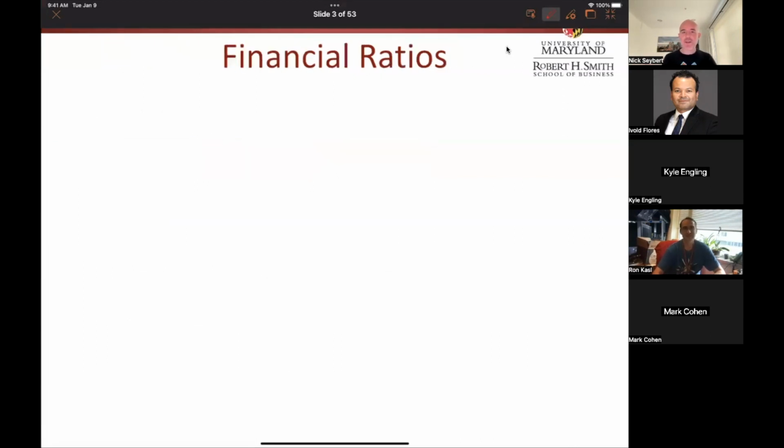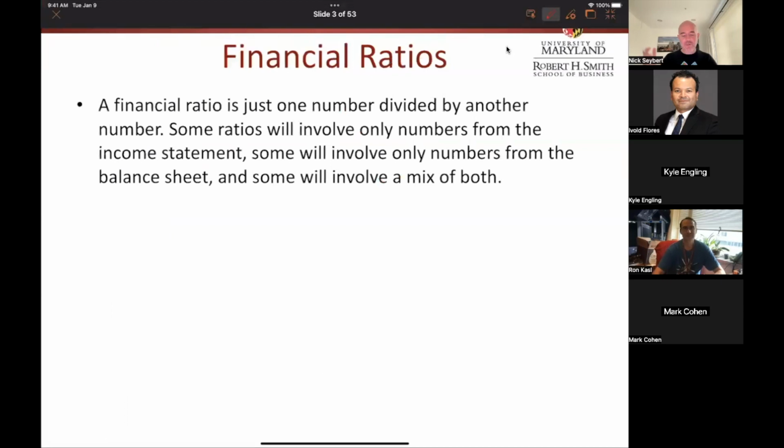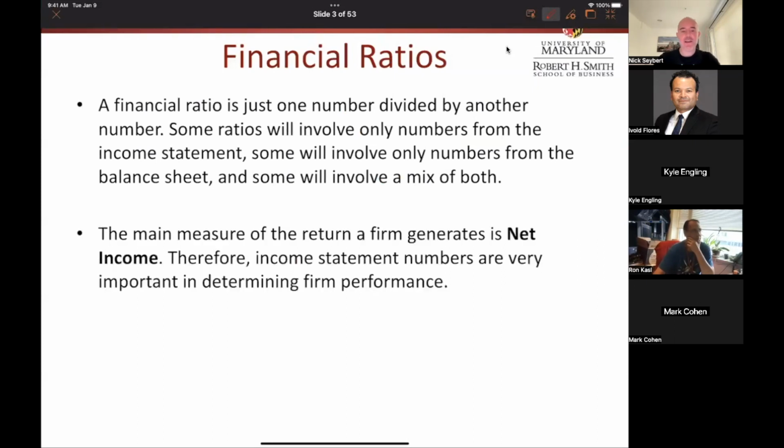So what's a financial ratio? A financial ratio, just to put it simply, is one number divided by another number. It's nothing scary. One ratio in and of itself is very simple. We can play some games and do some more advanced analysis with these ratios, but at the end of the day, it's one number divided by another number. Some ratios are going to have only income statement numbers in them. Some ratios are going to have only balance sheet numbers in them, and some ratios will have a mix of both. Okay, and we're going to see all those today.